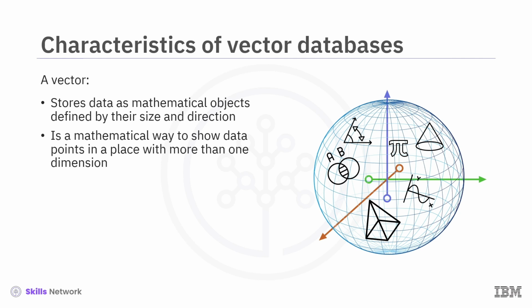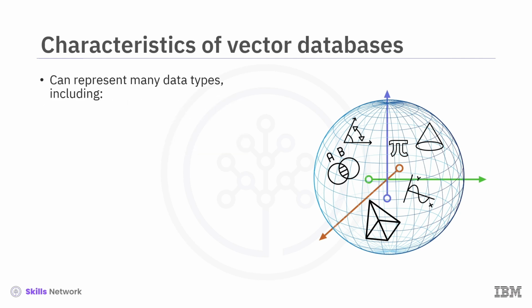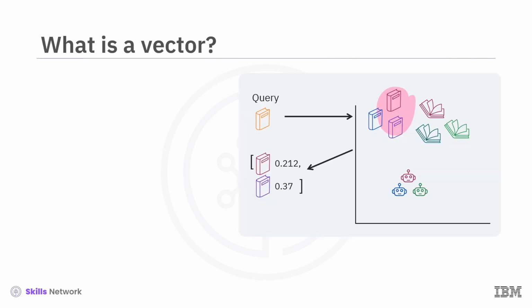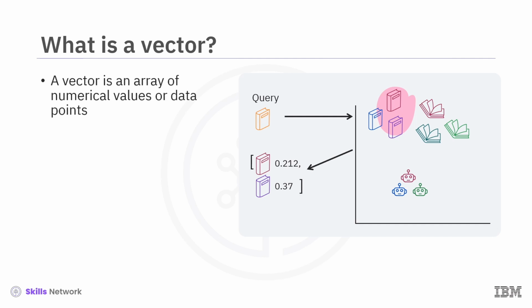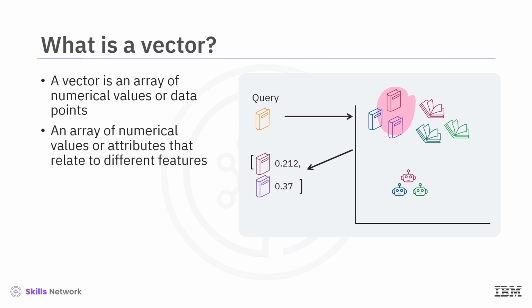Vectors are mathematical objects that are defined by their size and direction. Vectors can represent many kinds of data, including images, sounds, text files, pattern data, map data, genomic information, and others. A vector in a vector database is a mathematical way to show data points in a place with more than one dimension. A vector, an array of numerical values that relate to different features or attributes of the data, is used to show each data point. Each numerical point is a dimension.